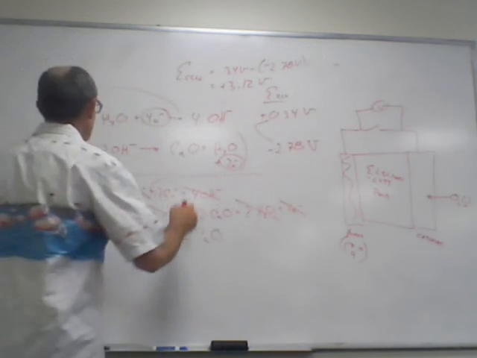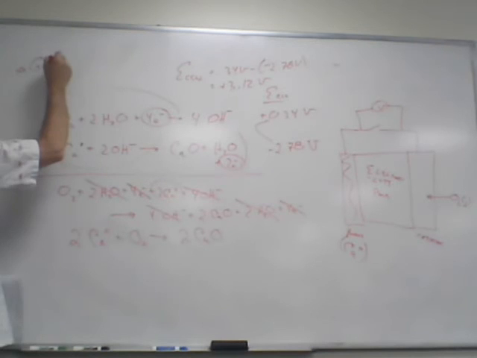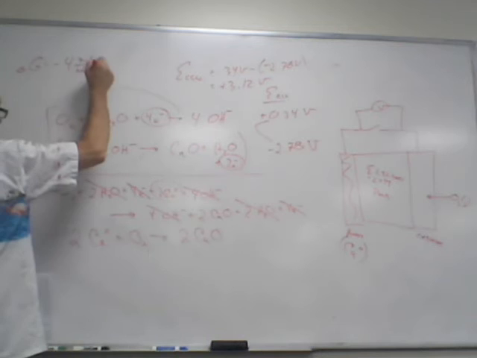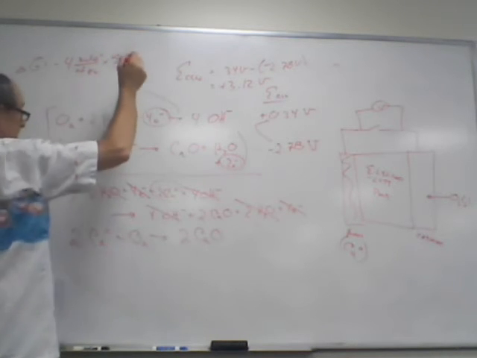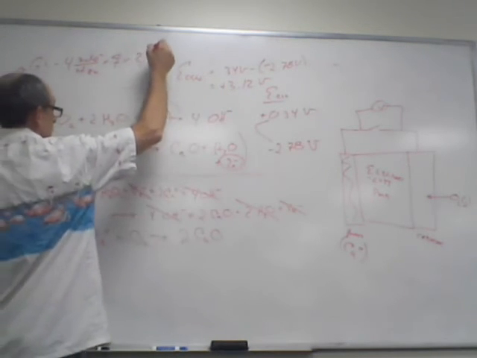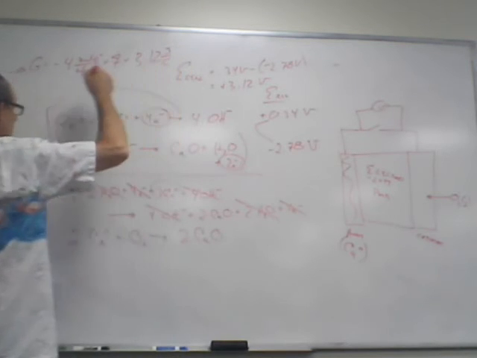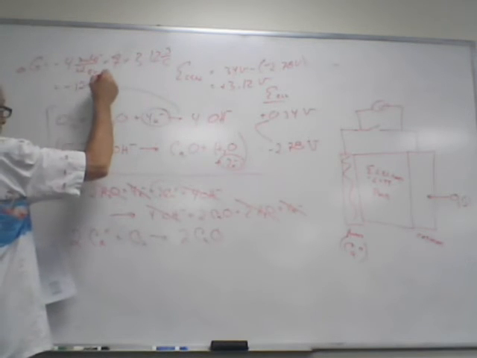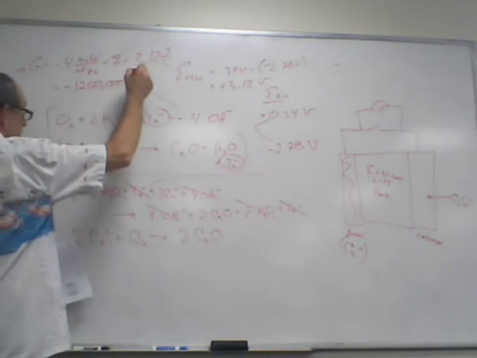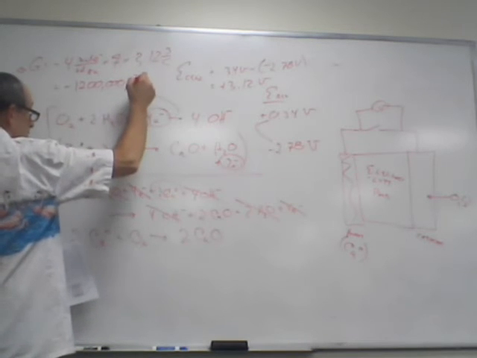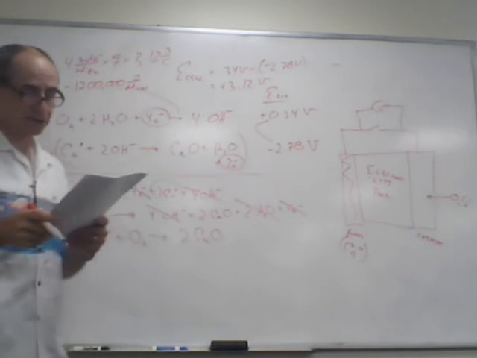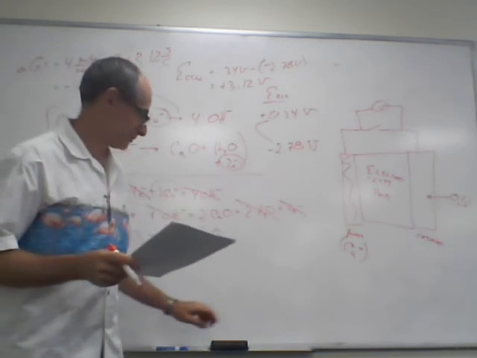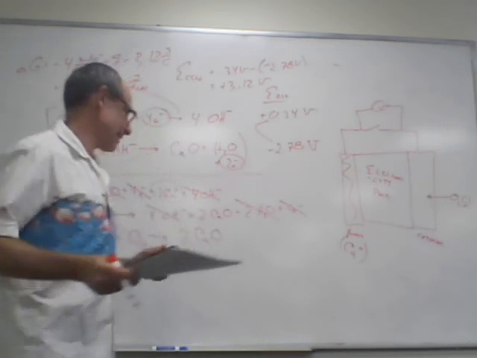And delta G, I'll just put the formula up here, delta G would be negative 4 moles of electrons per mole of reaction times Faraday's constant times our 3.12 joules per coulomb. And if you work that out as we did earlier, that's about negative 1,200,000 joules per mole of reaction, or negative 1,200 kilojoules per mole of reaction, or negative 1.2 megajoules per mole of reaction. As usual, there's a stoichiometry component here.